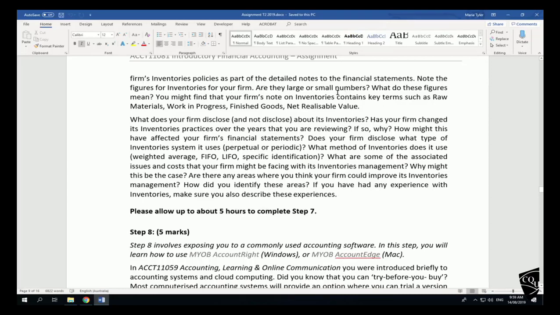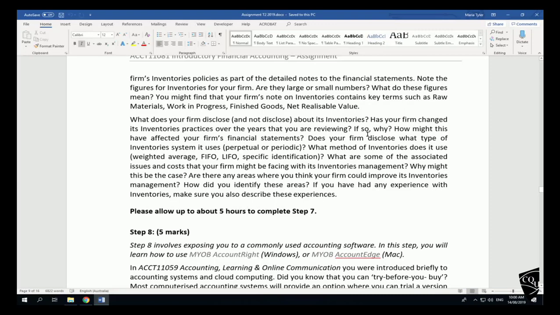Are they large or small numbers? What do the figures actually mean now that we've been through them today? You might find that your firm's note on inventories contains key terms such as raw materials, work in progress, finished goods, net realisable value. What does your firm disclose and not disclose about its inventories? Has your firm changed its inventory practices over the years that you were reviewing? If so, why has it done that?